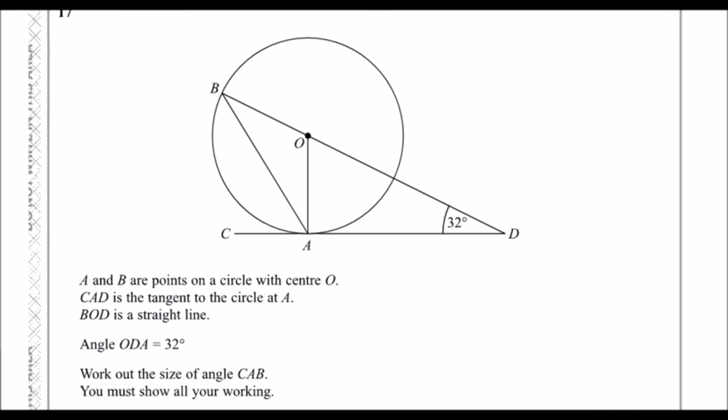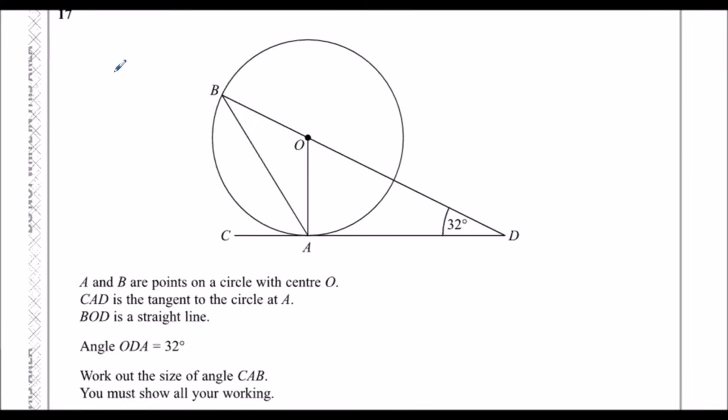Question 17. A and B are points on a circle, centre O. CAD is the tangent to the circle at A. So it's a tangent and it's a radius. So this must be a 90-degree angle. BOD is a straight line. Angle ODA is 32 degrees. We can see that from the diagram. Work out the size of angle CAB. CAB is this one here.